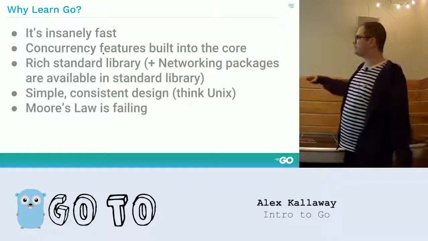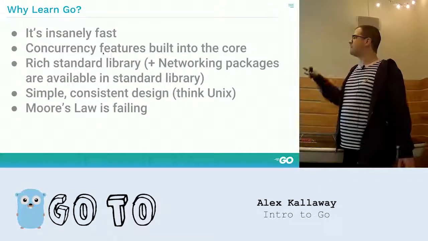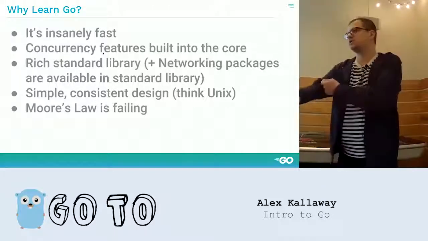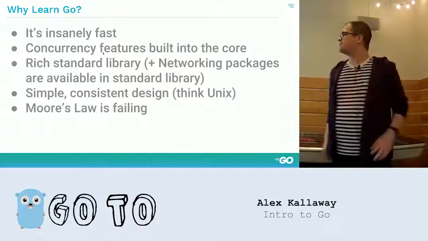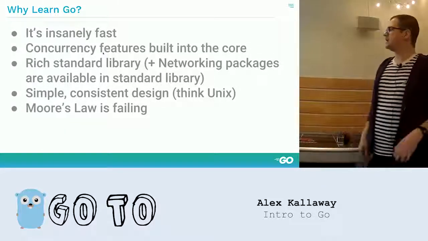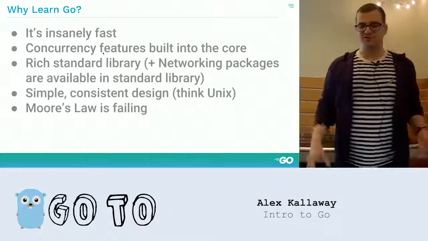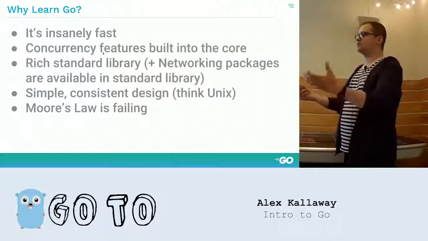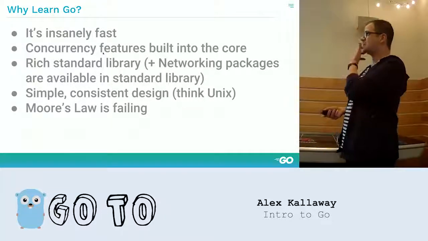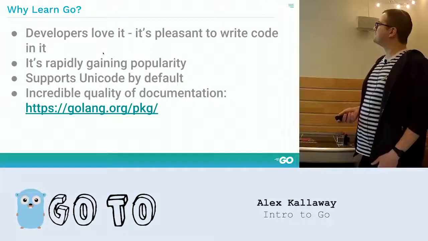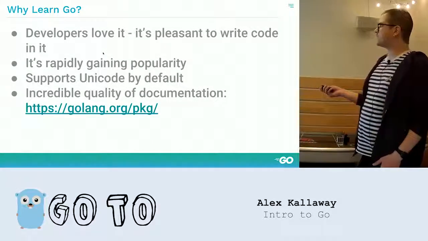So why learn Go? It's super fast. Concurrency, already mentioned, and a rich standard library. Because Moore's law is failing and processors are not getting their frequency up and up anymore, we're just going to have more cores, and Go has a lot of resources to utilize these cores more efficiently than some other languages. So that's nice. Developers love it, and that's why we're here.